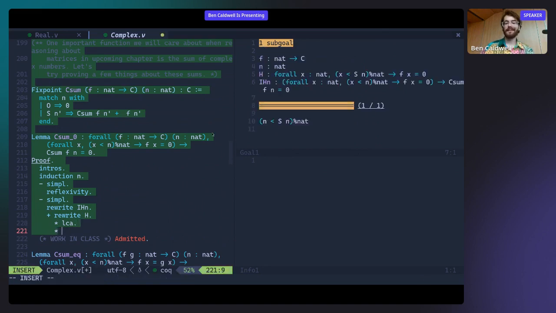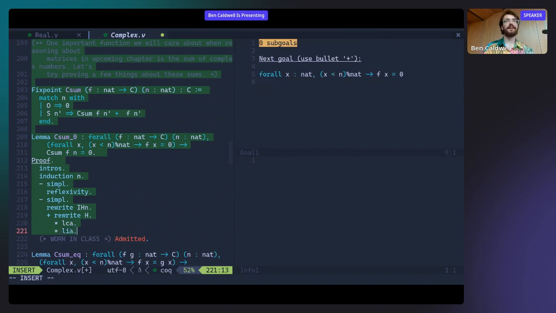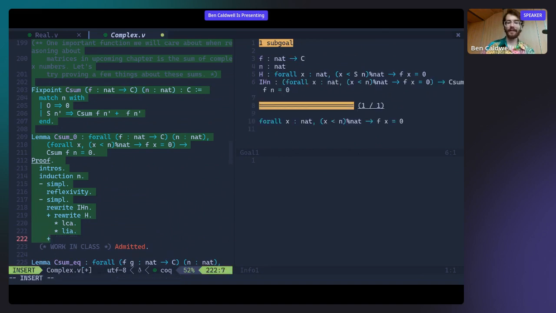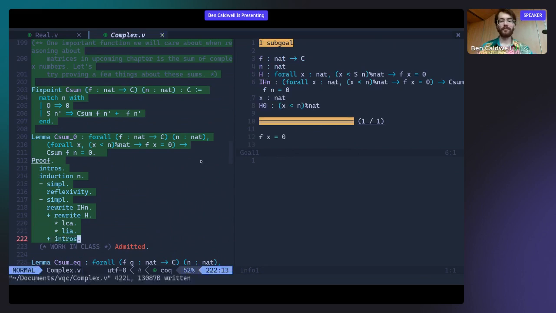Next bullet, n less than or equal to s of n. Also automated, right? LIA is the natural numbers version of LCA. So we're able to automate that away, and we can do that rewrite. Now we need to satisfy this. We have some new things we can introduce.